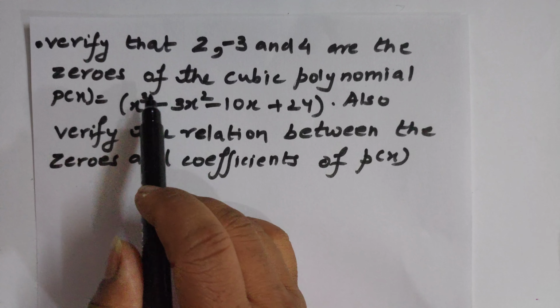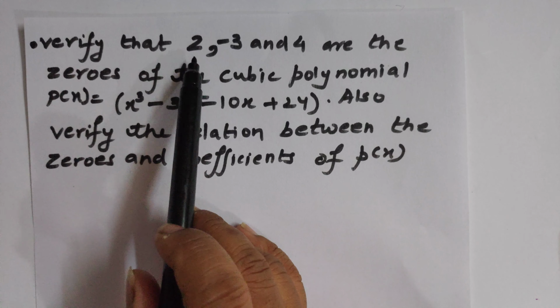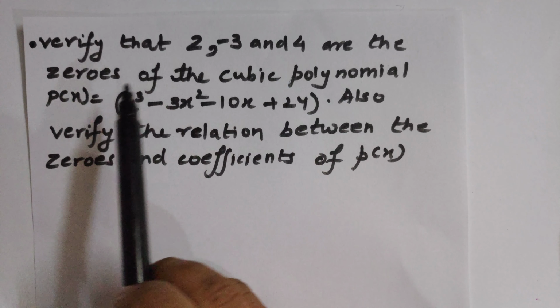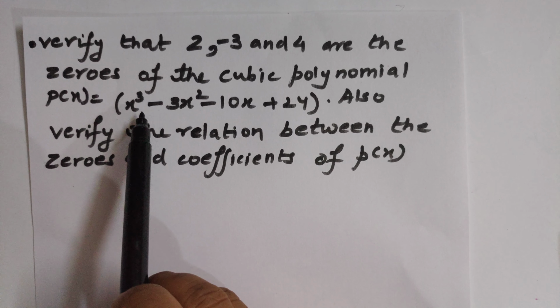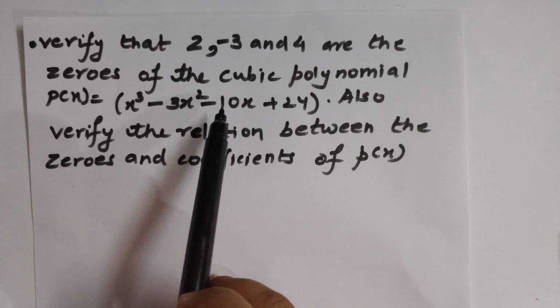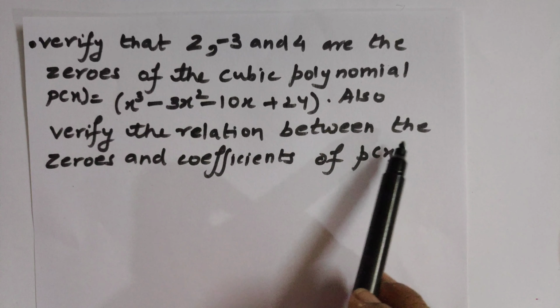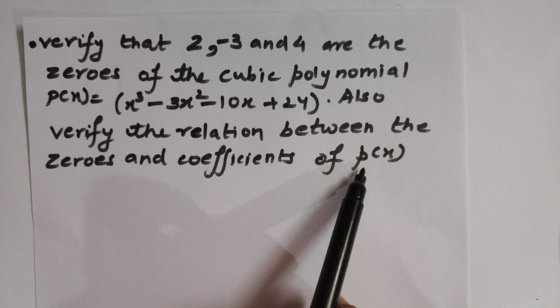Now we start with the third type of question. Verify that 2, -3 and 4 are the zeros of the cubic polynomial p(x) = x³ - 3x² - 10x + 24. Also verify the relation between the zeros and the coefficients of p(x).